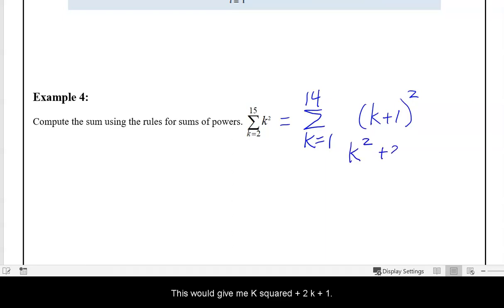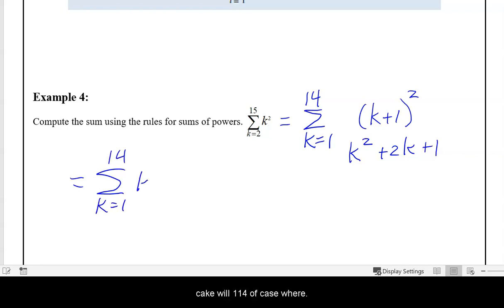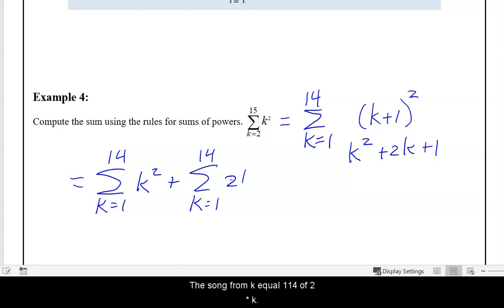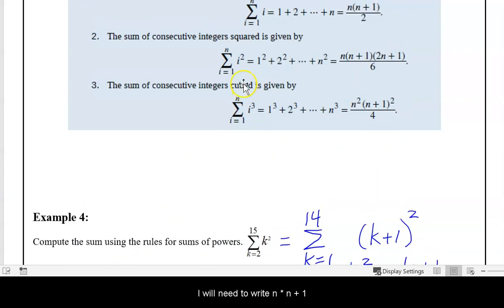This would give me k squared plus 2k plus 1. That would lead to three separate sums: the sum from k equal 1 to 14 of k squared, plus the sum from k equal 1 to 14 of 2 times k, plus the sum from k equal 1 to 14 of 1. To use the formula for k squared, I will need to write n times n plus 1 times 2n plus 1 over 6.